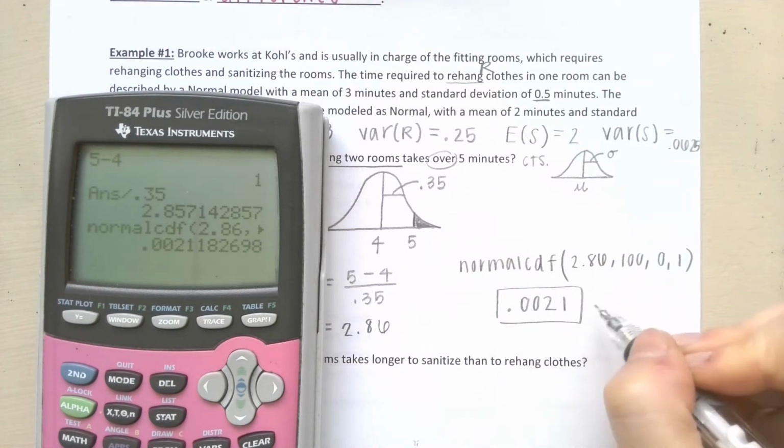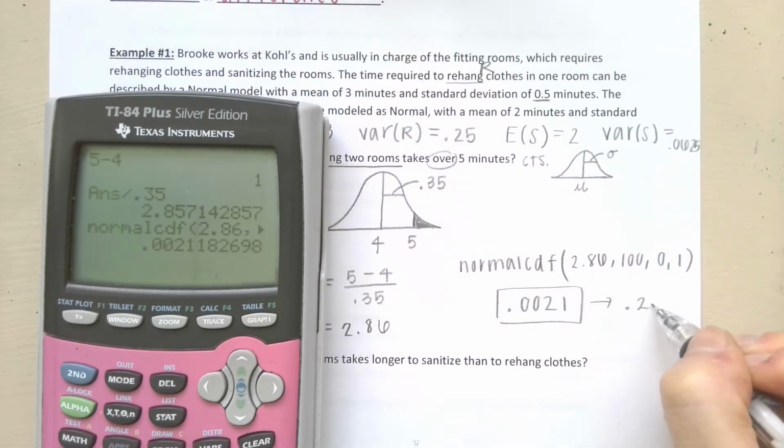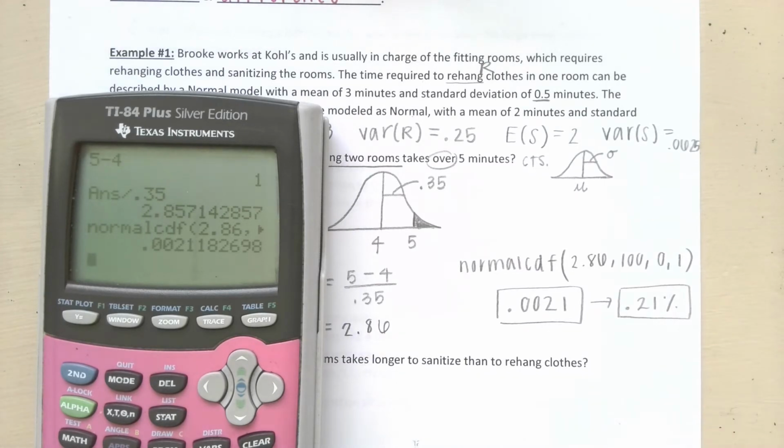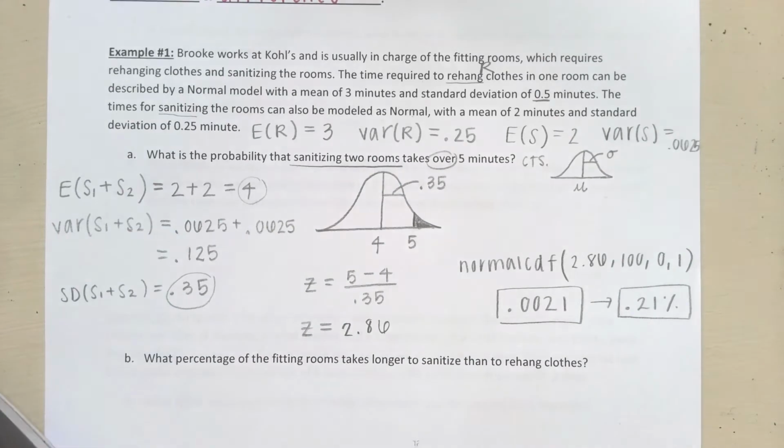You could leave it just like this. You could also change it into a percentage if you want. This would be 0.21%. So based on the information that we are given, there's a very, very low chance, a 0.21% chance, that it takes Brooke over 5 minutes to sanitize 2 rooms.